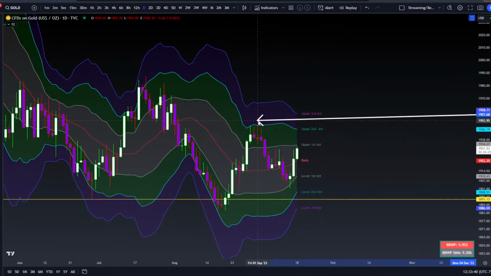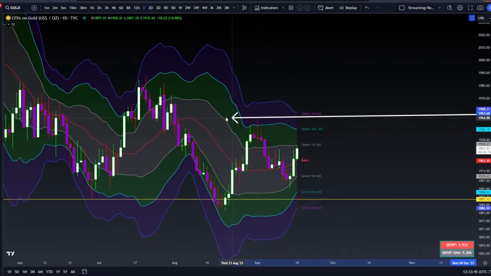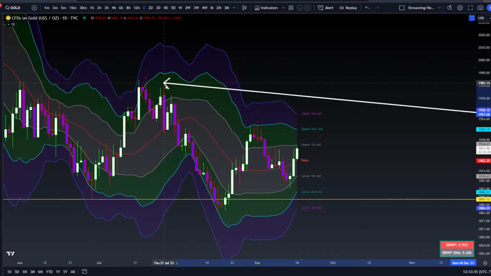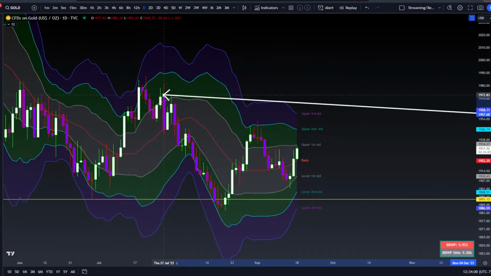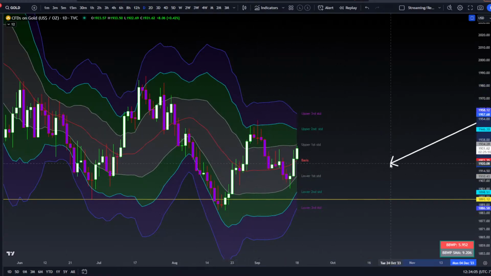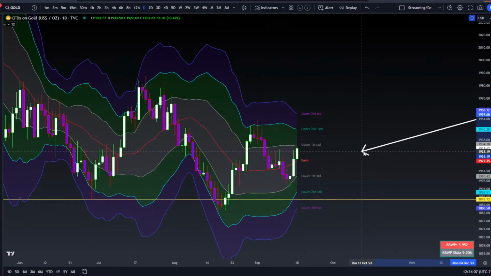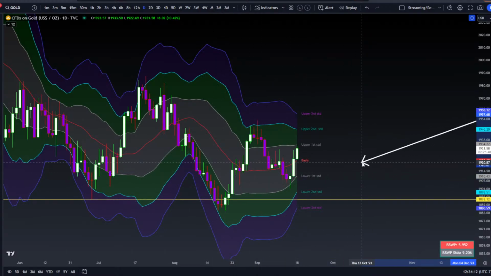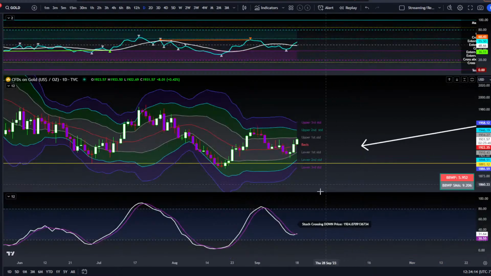If we do see the 1952 high taken out, then I'm looking for another run around 1955 to 1960, possibly the highs over here at around 1970, 1980. So keep that in mind. Gold looks good. This is a consolidation, though. We're starting to see contraction on the Bollinger Bands, and this is a nice higher low in relation to this last low. So gold looking pretty good right now.